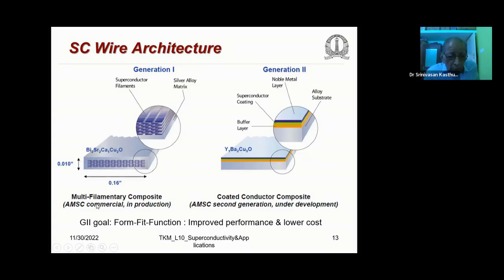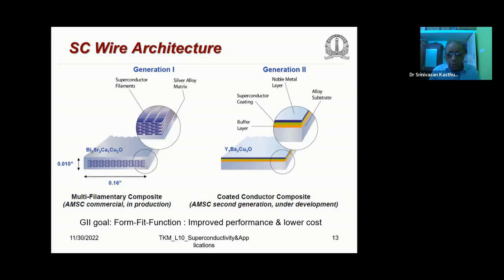So the thicknesses are like this. The width is 0.01 inches and the breadth is 0.16 inches, and the length, of course, you can have any amount of length. So this is prepared and supplied by American Superconductors Corporation, and these are what is called generation 1 type of superconducting wires.